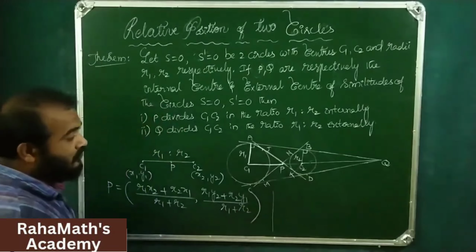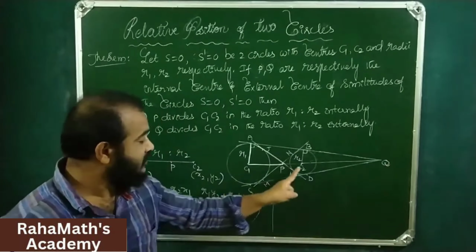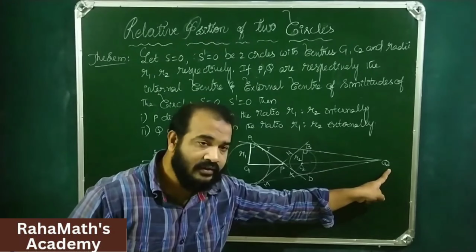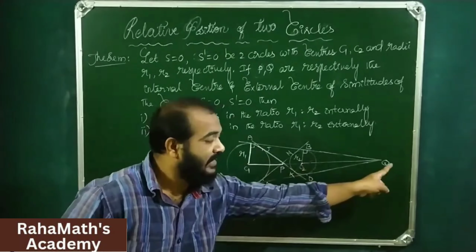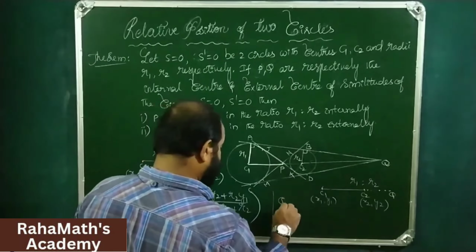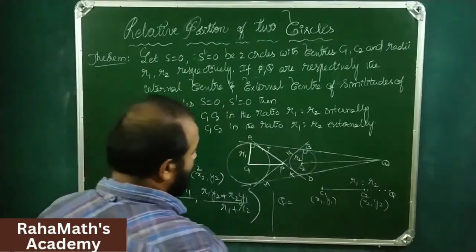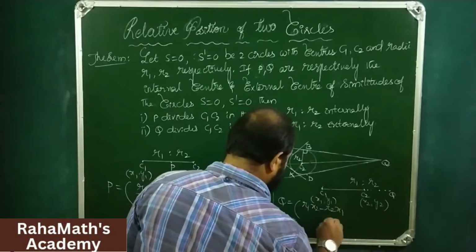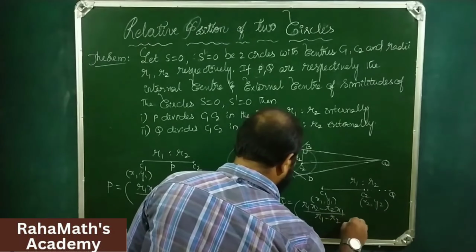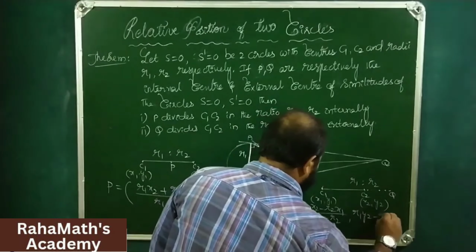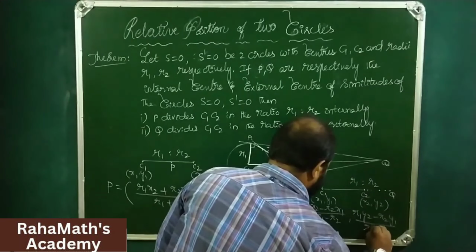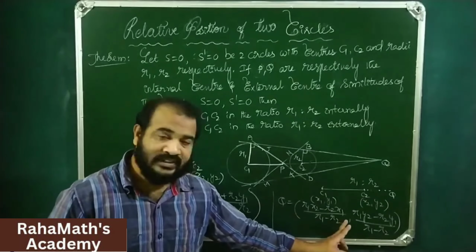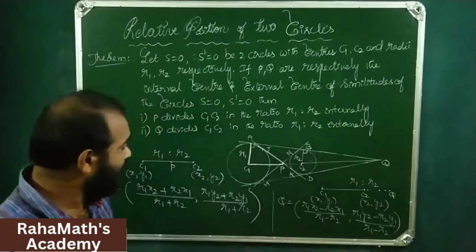Similarly, this Q divides C1C2 externally. So Q lies on the line joining C1, C2 externally. Q is equal to (R1x2 minus R2x1 by R1 minus R2, R1y2 minus R2y1 by R1 minus R2). We will be using this while solving the problems, simply because, see this.